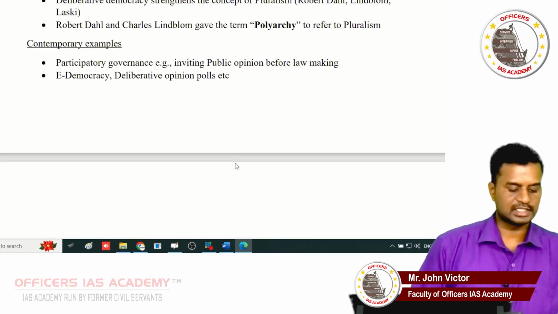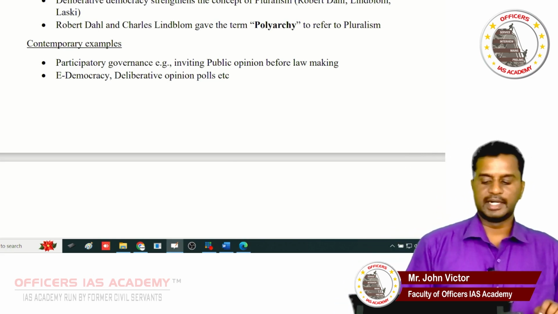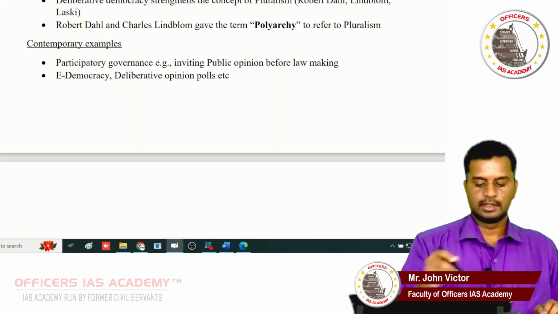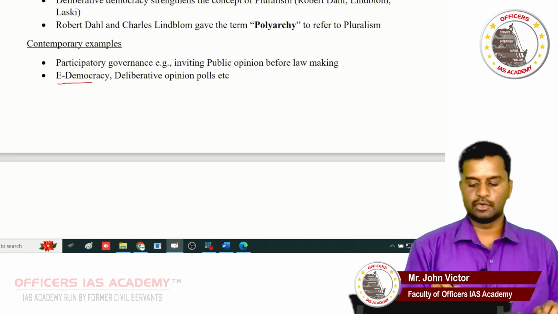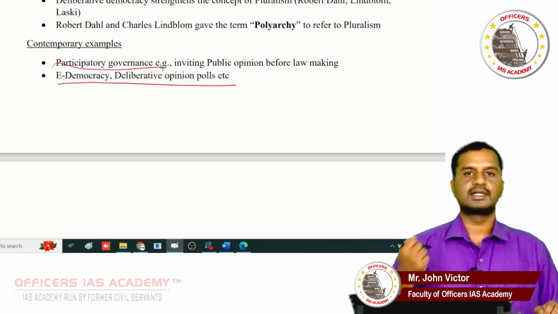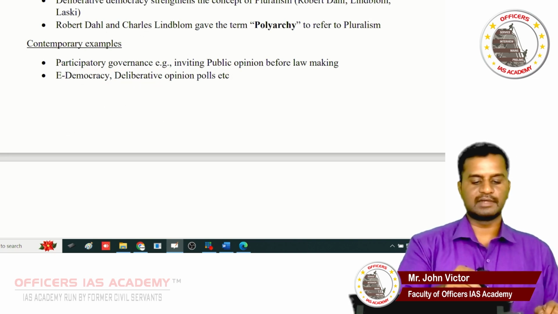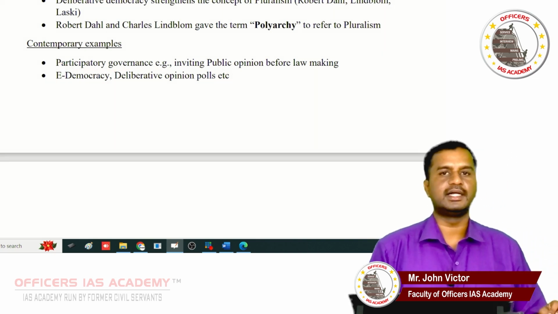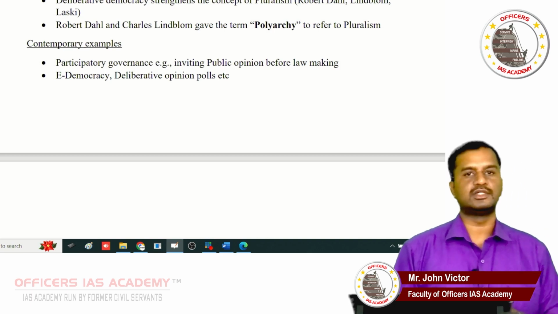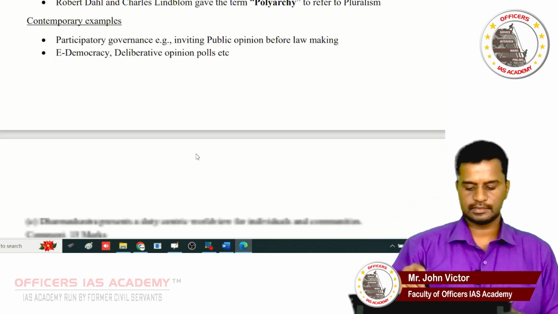You can give contemporary examples to explain deliberative democracy: e-democracy, deliberative opinion polls, participatory government. These are examples in the current context. At the international level, discussions held by countries at international forums like the UN and so on showcase deliberative democracy at the international level.